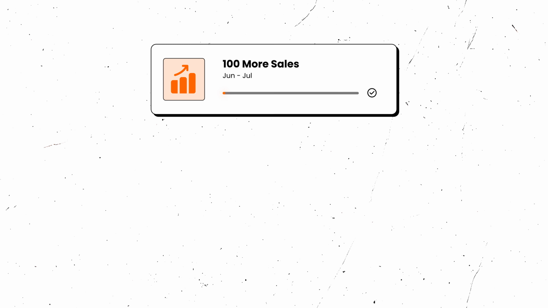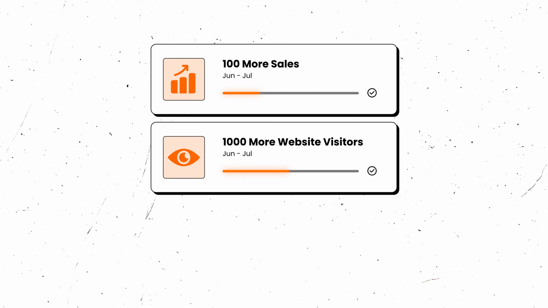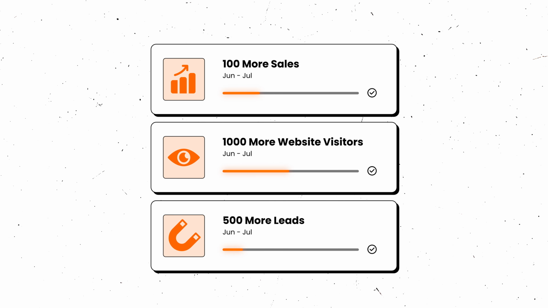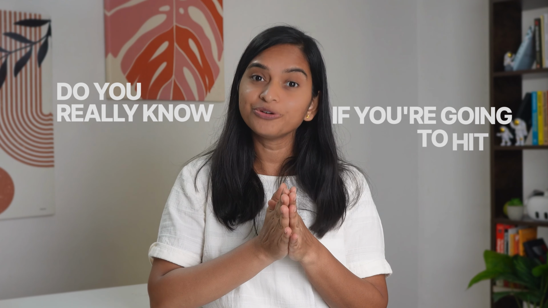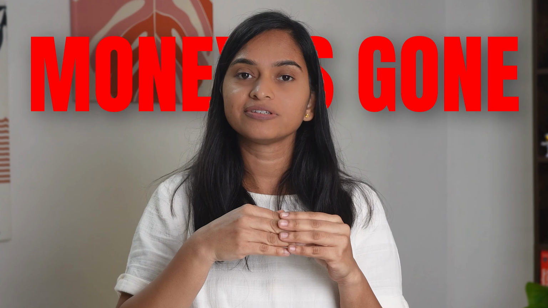You run a business, or maybe you do marketing for clients. Either way, every month you have a goal or a desire to get 100 more sales, 1,000 more website visitors, or 500 more leads from your ads. But be honest with yourself. Do you really know if you're going to hit it? Or do you just wait until the end of the month to find out when it's already too late and the money is gone? What if you could see it coming by day 7?